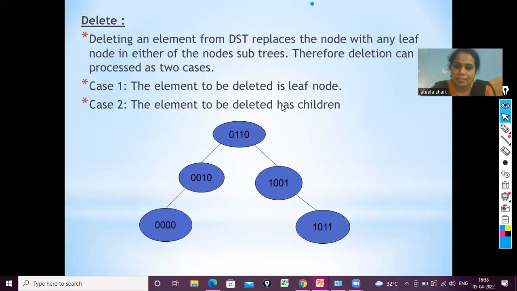Now the delete operation in digital search trees. In the delete operation, there are two cases we need to discuss. In case one, the element to be deleted is a leaf node. What are the leaf nodes? In this example, there is one left leaf node and one right leaf node. These are the leaf nodes, this one is the root node, and this node and 1001 are the internal nodes. If you want to delete the right leaf node, how will the tree become?